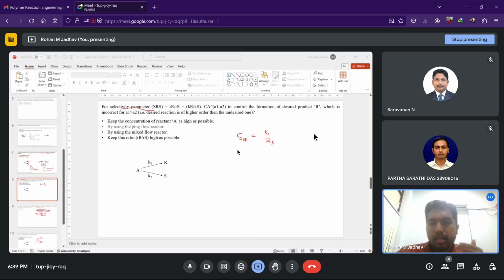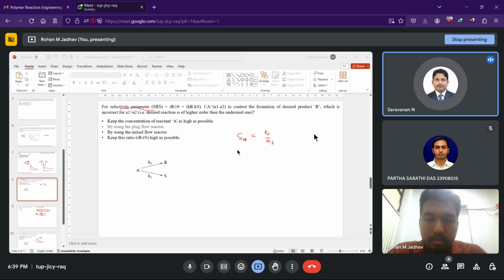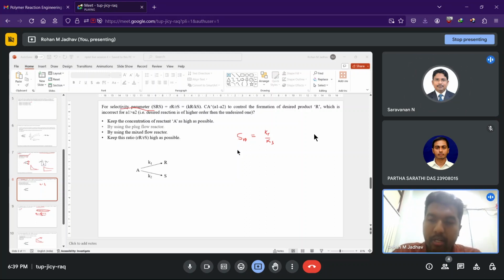Next, if the undesired is on the upper hand, we have to keep the reactant as low as possible. On top of that, you have to use mixed flow, because mixed flow initiates the mixing as soon as the reactant is added. So the chance of getting the product will increase definitely, but that is only in case of A1 less than A2.